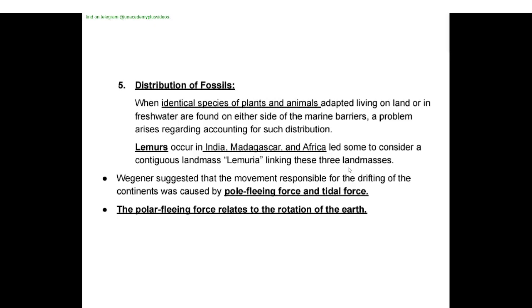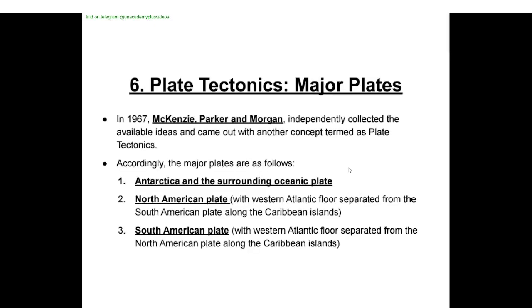Wegener suggested that the movement responsible for the drifting of the continents was caused by polar fleeing forces and tidal force. The polar fleeing force relates to the rotation of the Earth. Plate tectonics, major plates. In 1967, McKenzie, Parker, and Morgan independently collected the available ideas and came out with another concept termed plate tectonics.